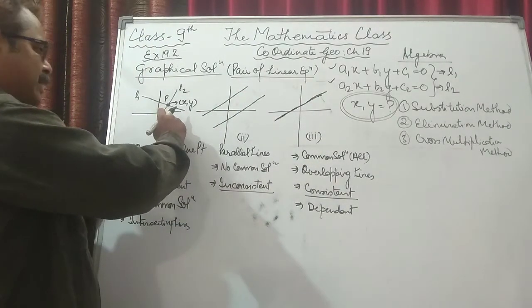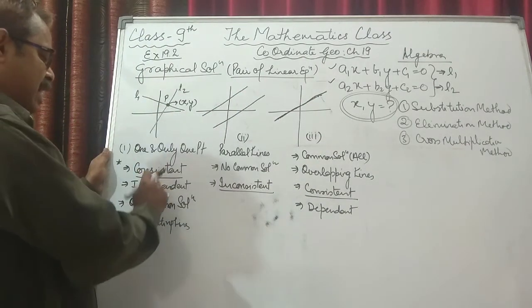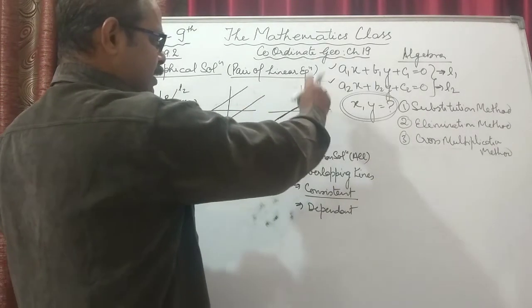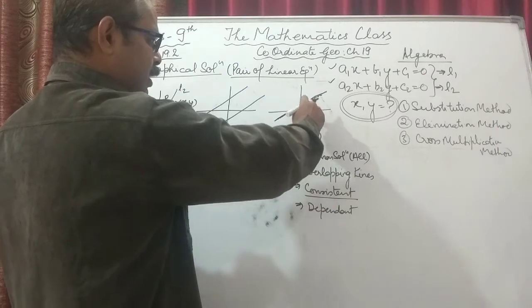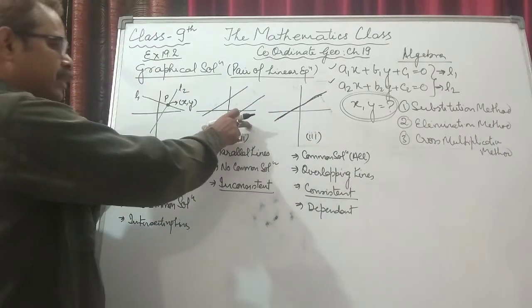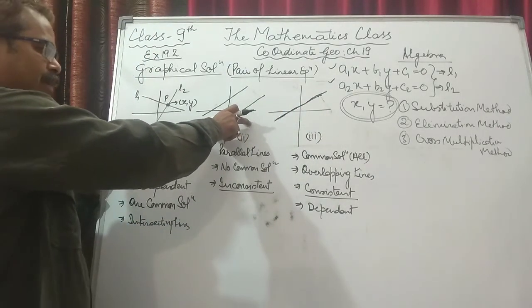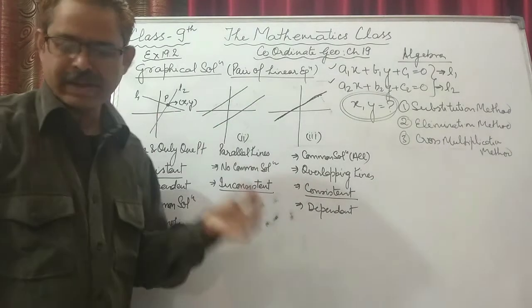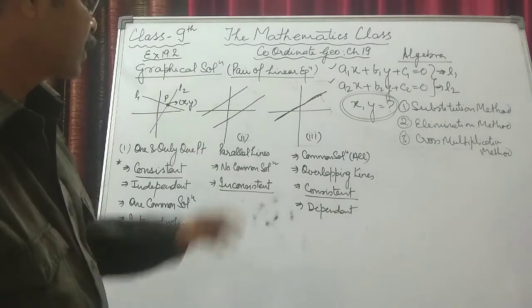When they are intersecting lines, the solution is consistent and independent. When we have overlapping lines, then the solution is common for all, consistent and dependent. And when there is a set of parallel lines, then we say no common solution or inconsistent. You need to remember this.